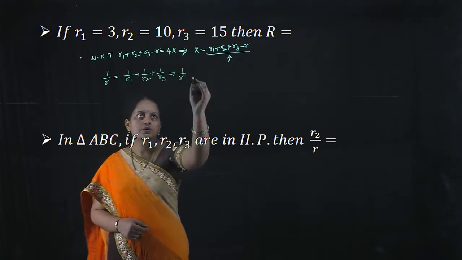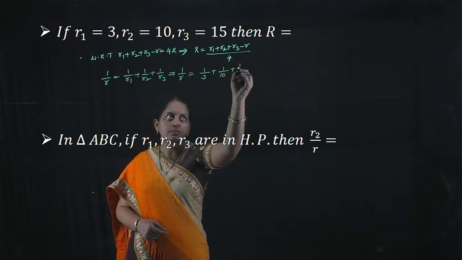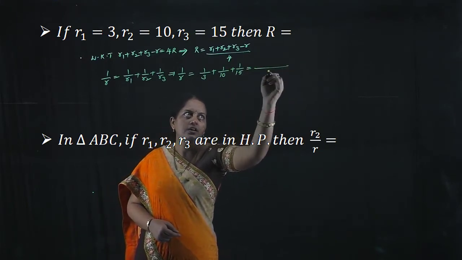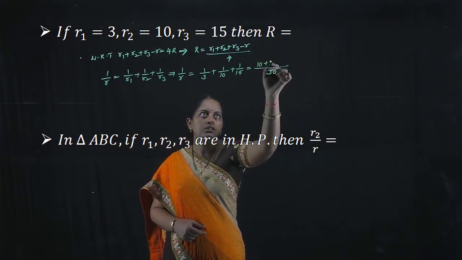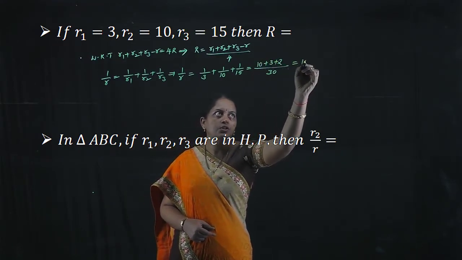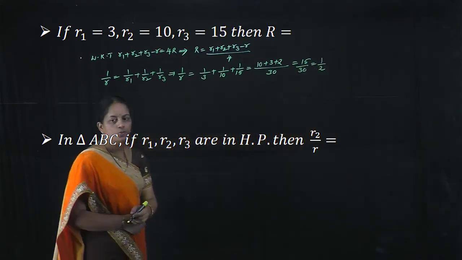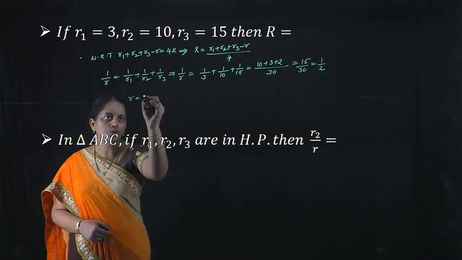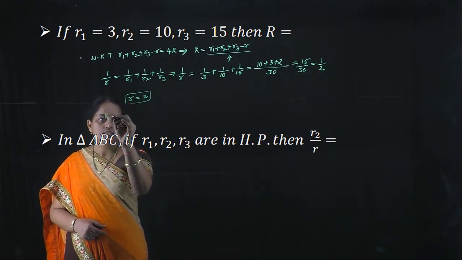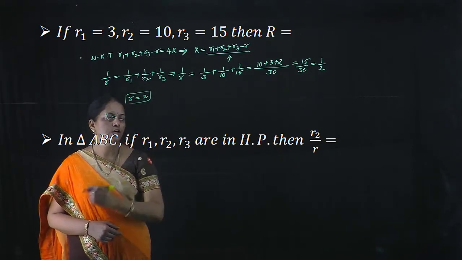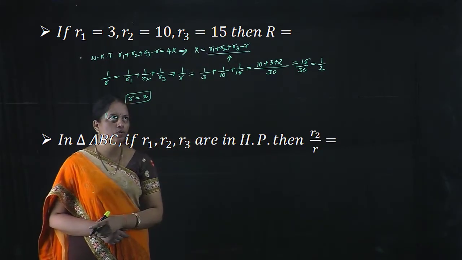So 1 by r is equal to 1 by r1 means 3, plus 1 by r2 means 10, plus 1 by r3 means 15. Here consider the LCM as 30 and in the numerator we get 10 plus 3 plus 2, which is equal to 15 by 30, that is equal to 1 by 2. 1 by r is equal to 1 by 2, hence r is equal to 2. Small r is equal to 2. Now we can find the value of capital R. Since capital R is equal to (r1 plus r2 plus r3 minus r) by 4, by substituting all these values we can get the value of capital R.